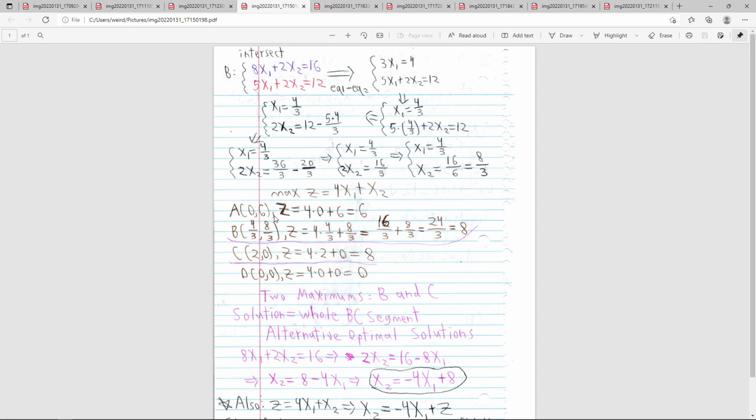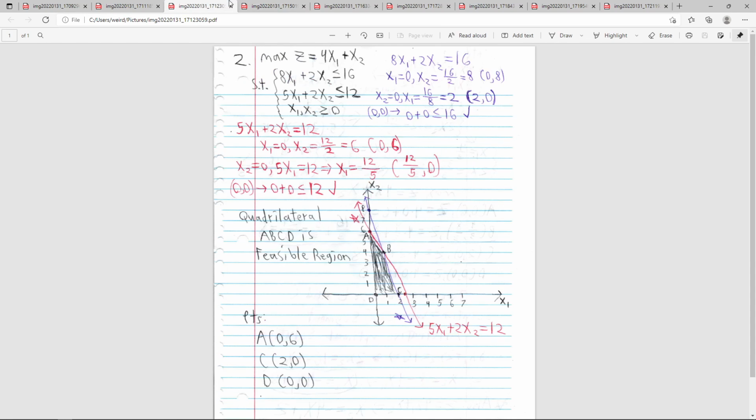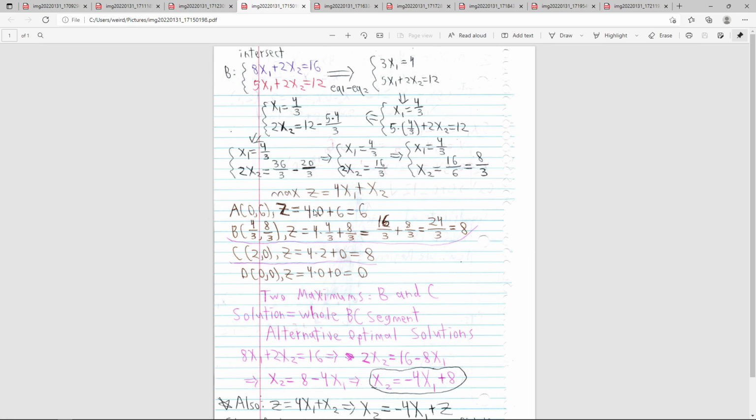So we have max z equals 4x1 plus x2. We plug in each time: we get 4 times 0 plus 6 equals 6 for A. Point B gives us 8. Point C gives us 4 times 2 plus 0, which is equal to 8 as well. And D gives us z equals 0. So in pink I highlight this, so we have two maximums.